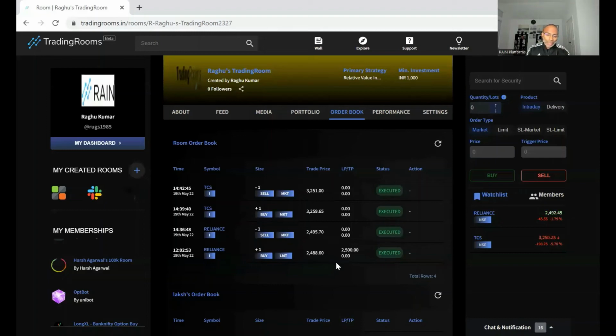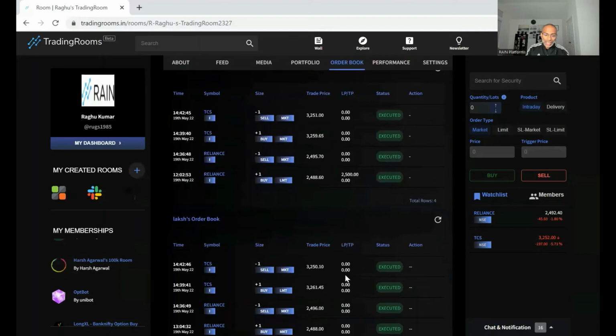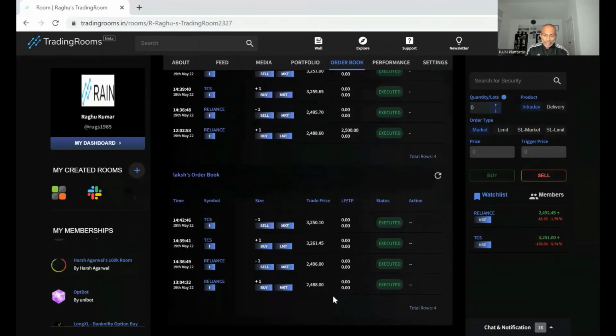And what happens is you are able to manage all of your members' accounts in one shot. Now, another thing to keep in mind here is that you will only see the information that you need to see as a room owner. I cannot see any other activity on Lakshmish's portfolio or order book. I only see the information as it pertains to my room.